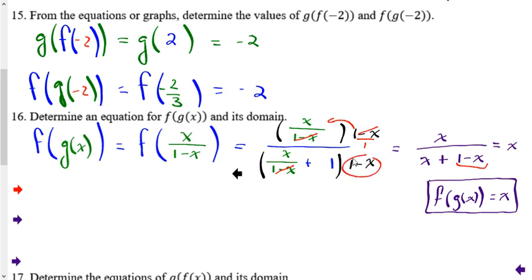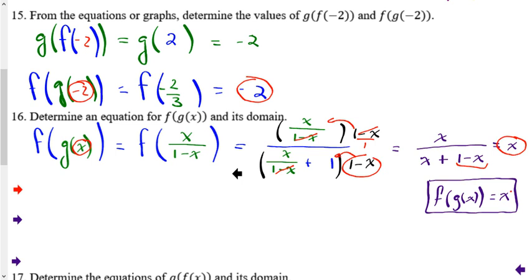Well, this x and the negative x in the denominator cancel out. I get x over 1, which is just x, which makes sense from what I had up here when the f of g of x, when I plugged in a -2 here, a -2 is what I got out. So whatever I'm plugging in here for x, that's what I'm getting here as output. So f of g of x is equal to x.